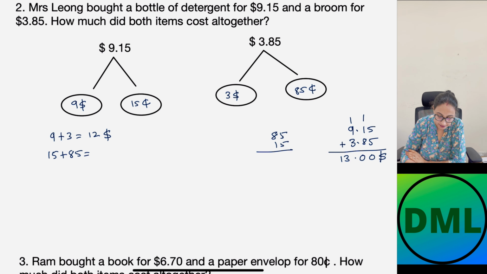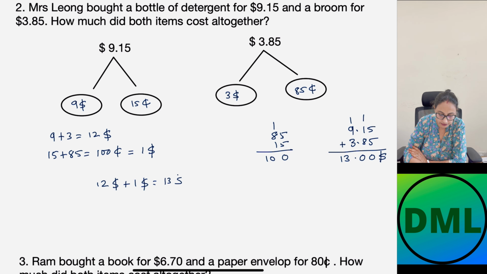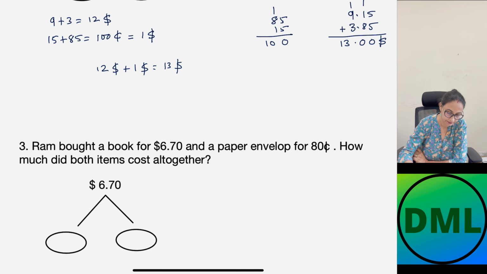5 plus 5 is 10. So 0 here, 1 carryover. 8 plus 1 is 9. 9 plus 1 is 10. So this will be 100 cents. We know that 100 cents is equal to $1. So that is equal to $1. I have to add my answer. I have $12 and $1. If you add it, your answer will be equal to $13. That's how you can do it. Let's see one more example here.